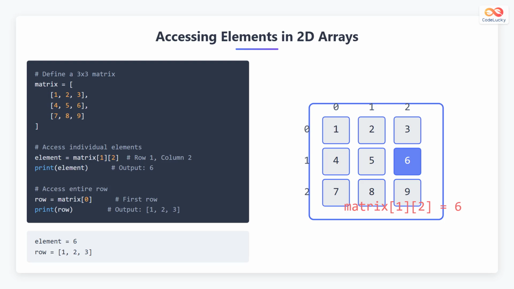To access elements in 2D arrays, let us define a 3 by 3 matrix with values 1 through 9. To access individual elements, assign a variable called element to the matrix at index 1, 2, meaning row 1, column 2. Printing the element will output 6. To access an entire row, assign a variable called row to the matrix at index 0. Printing the row variable will output the first row 1, 2, 3. So in summary, to access an element in a 2D array, use the index of the row and column. Remember, the index starts at 0.